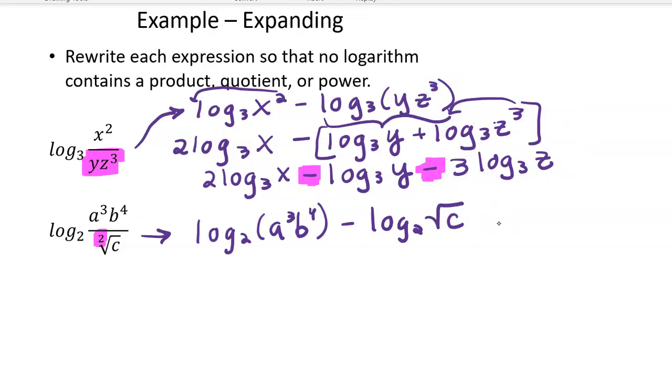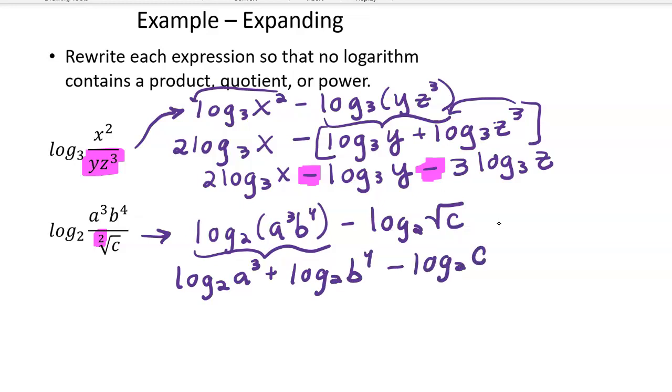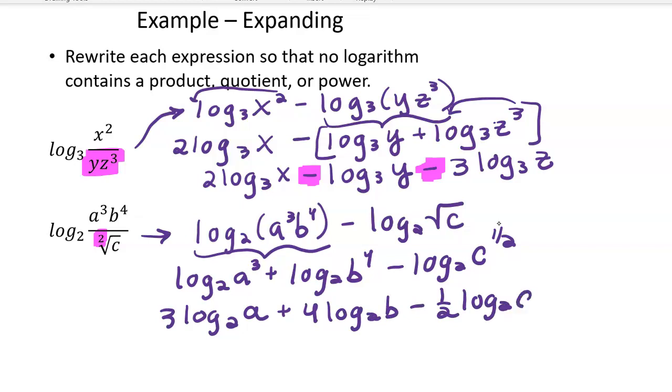And so then this is your product property up here. So this is log base 2 of a cubed plus log base 2 of b to the 4th. Okay, and then I'm also going to change the c to the 1/2. Then I brought the subtraction down, and I just need to use my power rule to bring those exponents down. So it'll be 3 times logarithm base 2 of a plus 4 times logarithm base 2 of b minus 1/2 logarithm base 2 of c. And then you have expanded that logarithm as far as you can go.